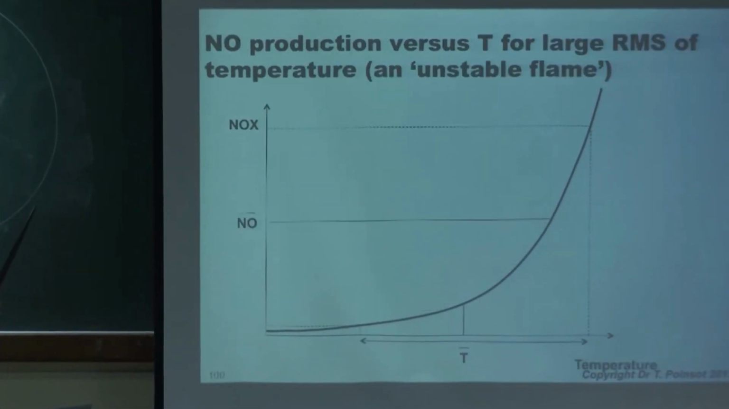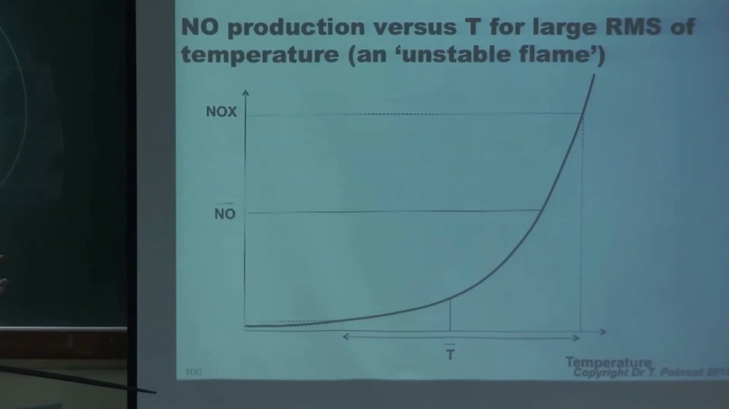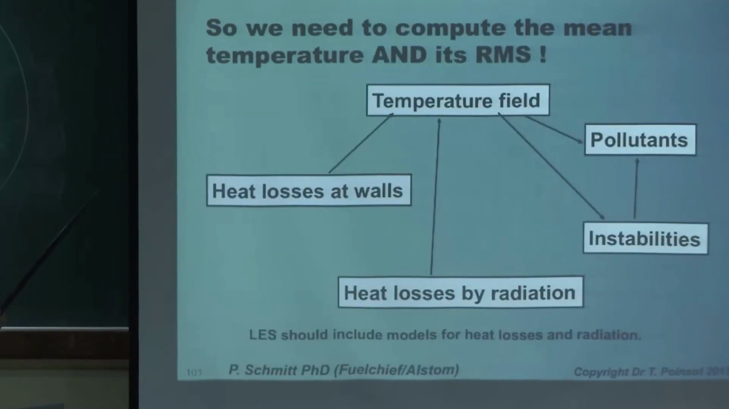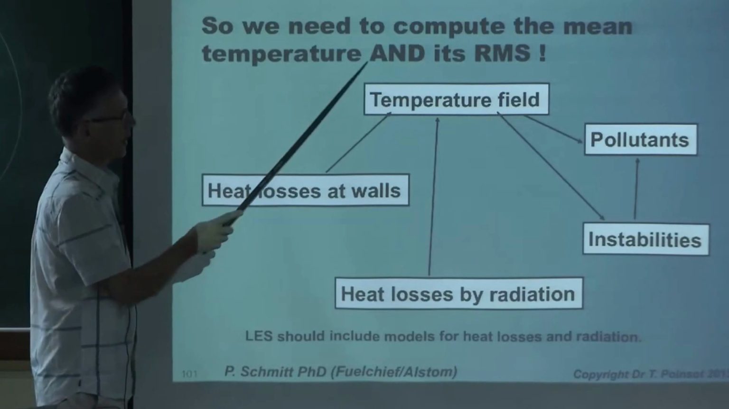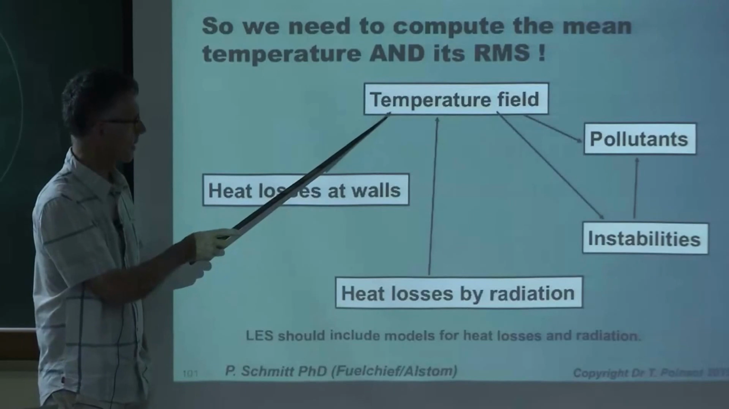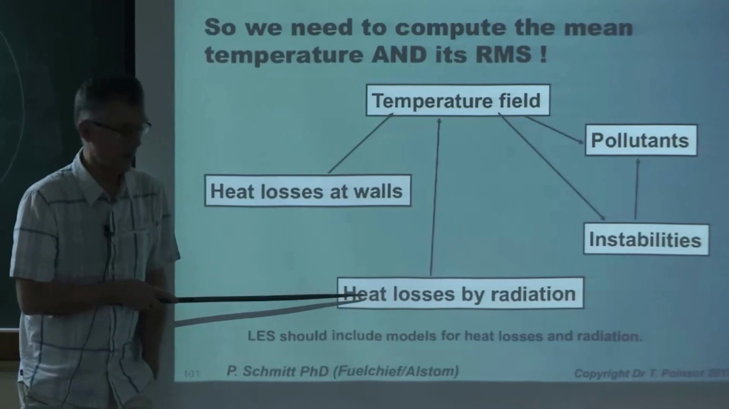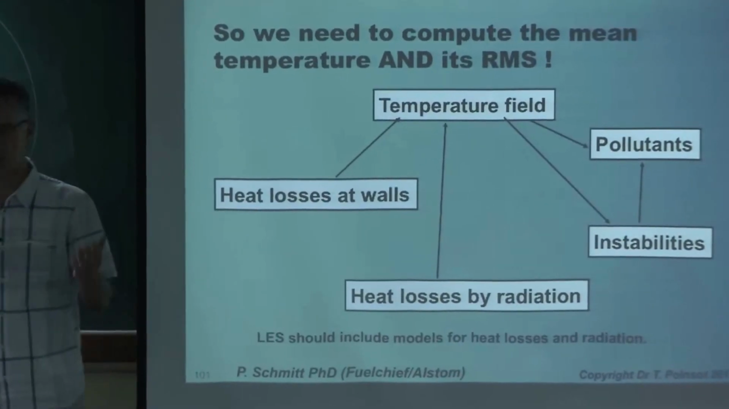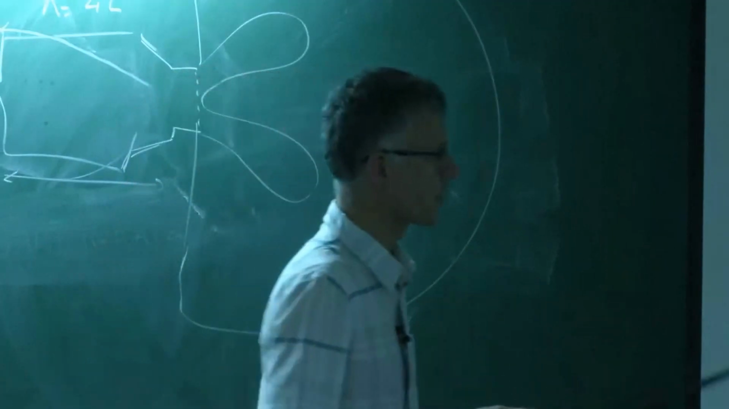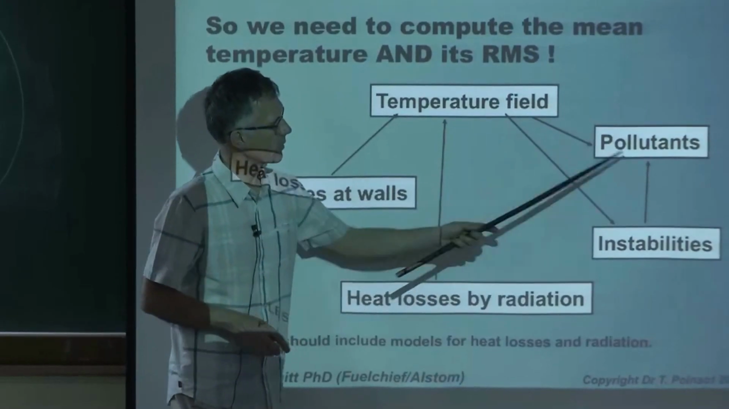So if there are fluctuations in your system, if you start having a temperature which fluctuates because of combustion instabilities, you're going to change the NOx emission by a large amount. So we need to compute the mean temperature and its RMS to do that. If you want to do a good NOx computation, you need a temperature field. To do that, you must have the good heat losses at the walls. You must also account for radiation. If it's not sooting, it's not too bad. But if the flame is sooting, then definitely you have to account for that. And you need also to be able to compute the instabilities, because this plus that will give you the pollutants.